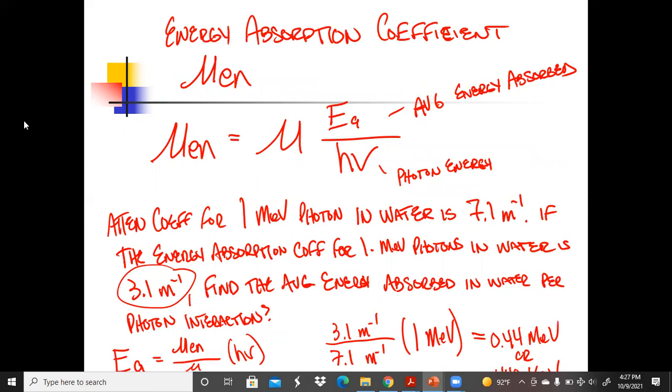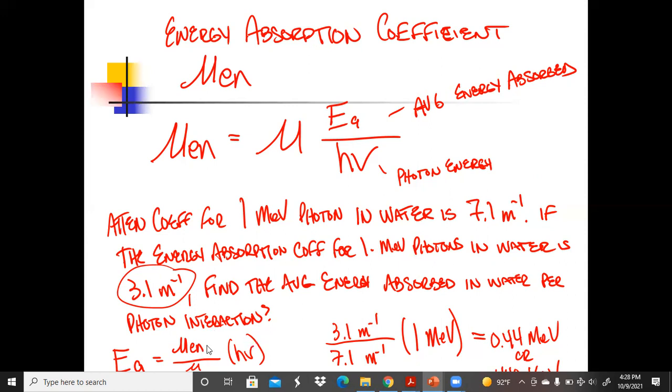So here we have the energy absorption coefficient. We have the linear attenuation coefficient. We have the average energy absorbed and the photon energy here. So the attenuation coefficient for 1 MeV photons in water is 7.1 per meter. If the energy absorption coefficient for 1 MeV photons in water is 3.1 per meter, find the average energy absorbed in water per photon interaction.